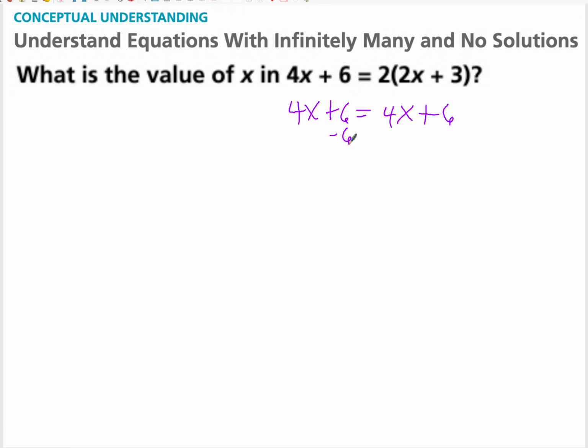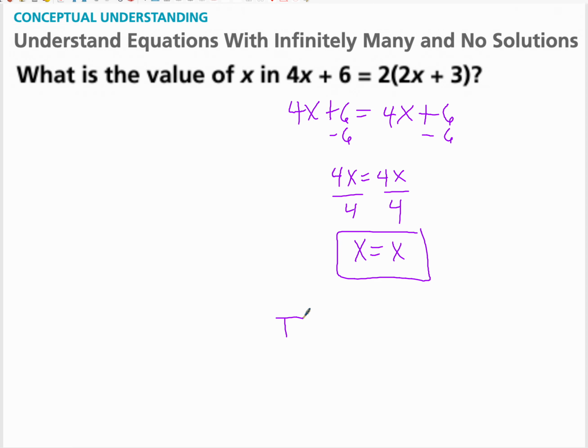If I subtract 6 and end up with 4x equals 4x, and then divide by 4, then I end up with x equals x. And when you end up with this, it's called an identity. They're going to use that term throughout your assignment, throughout the chapter.